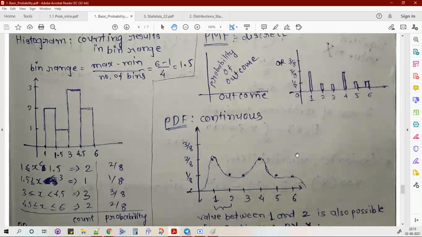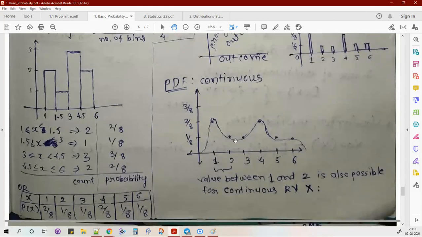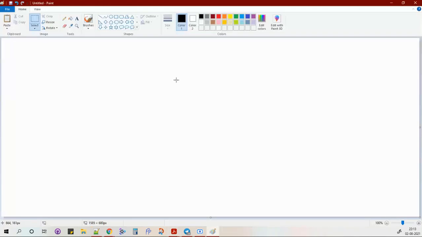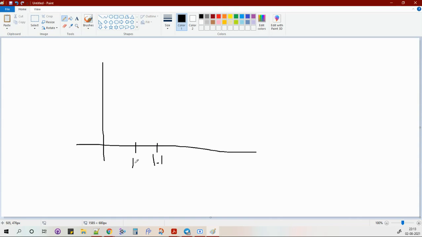So this cannot be more than one, then, Mayur? PDF, see this thing. This density can be 100 also. Overall, it can be one combined. The area should be one. So if I take something like this, 1 and 1.1, I can have any number of values here, an infinite number of values. So this is a continuous distribution.